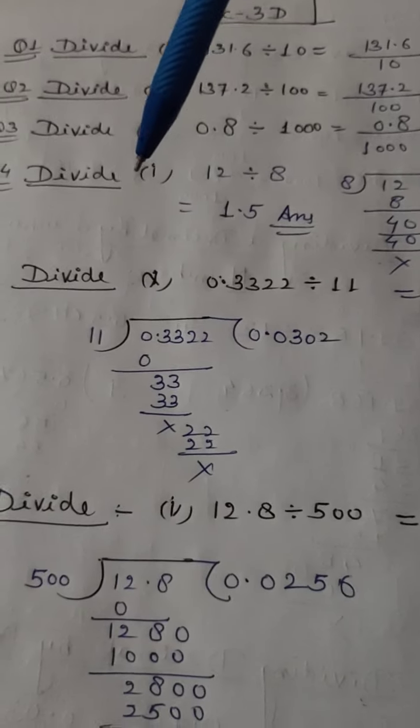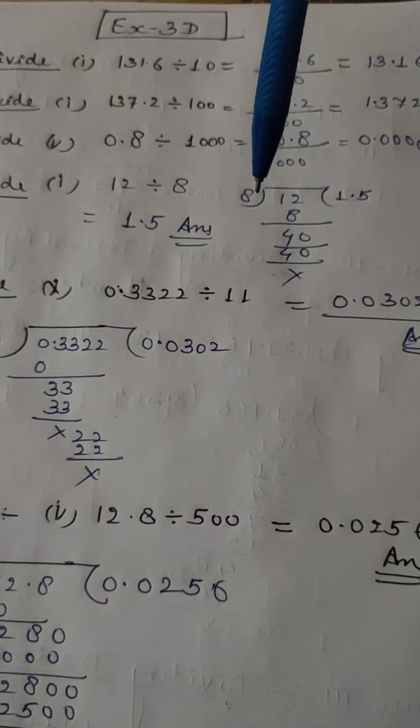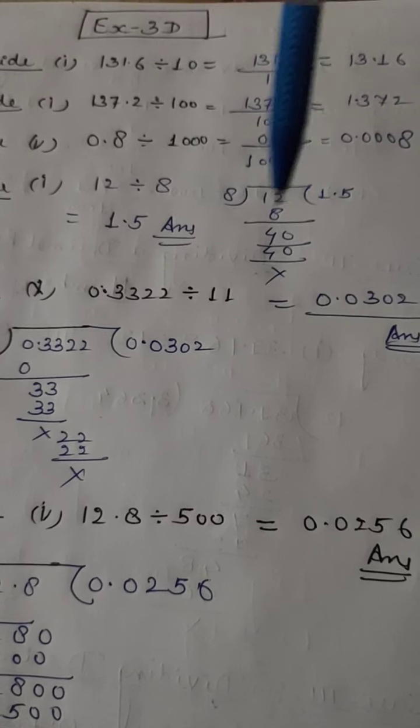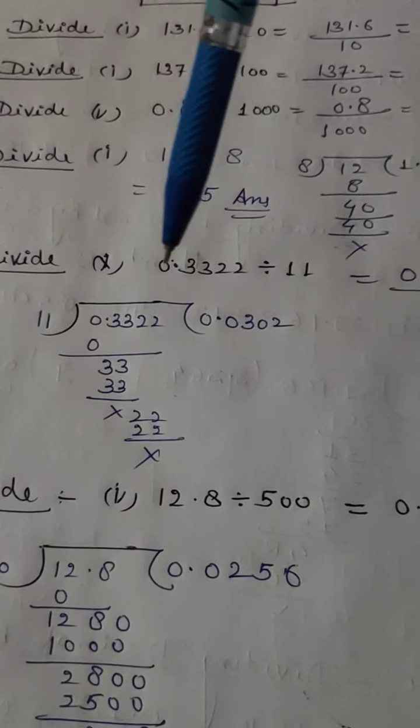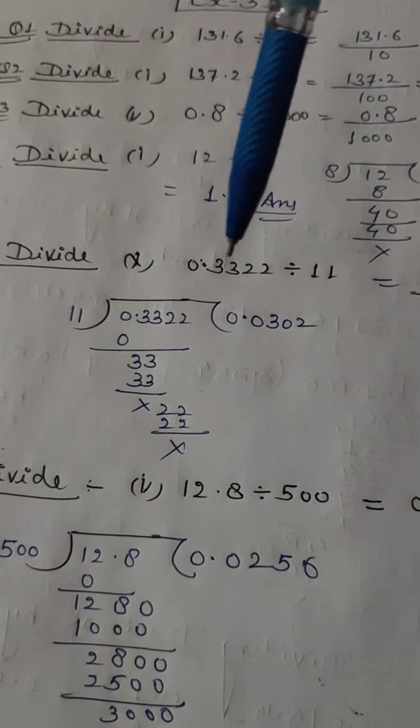0.0008 as the answer. Next, 12 is divided by 8. You have to just perform the normal division. We will get 1.5 as the answer. Next, question number 5, 0.3322 is divided by 11.